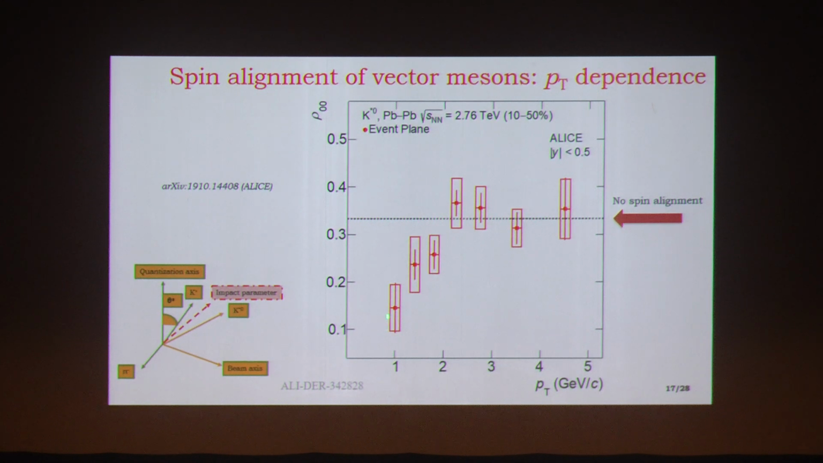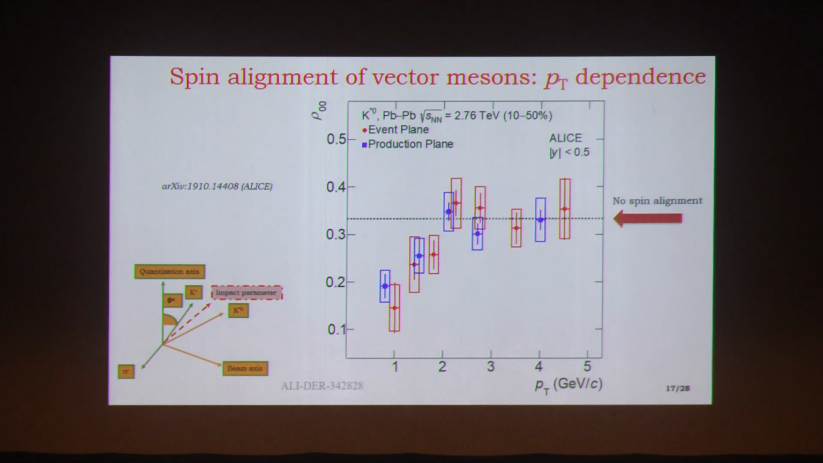The boxes are systematic uncertainties. These lines are statistical uncertainties. We do the same thing with production plane. Again, at high PT, they are consistent with 1/3. At lower PT, the central points are slightly above the event plane, but there are some deviations from 1/3.